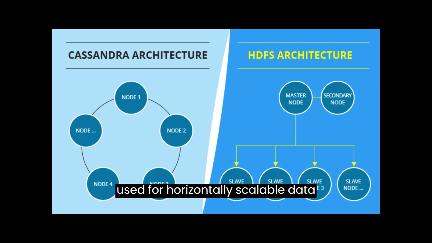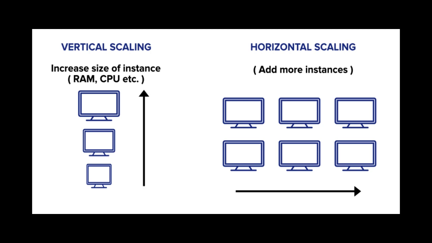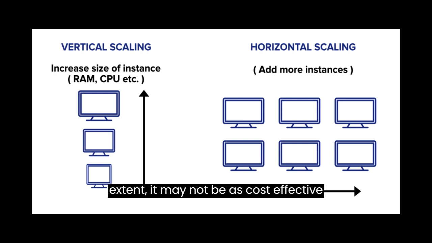Common technologies used for horizontally scalable data storage include distributed databases like Apache Cassandra, Hadoop HDFS, and cloud-based storage solutions. Vertical scalability. Vertical scalability involves increasing the resources, CPU, memory, storage, of an individual machine or server. While it can be beneficial to some extent, it may not be as cost-effective or practical as horizontal scalability when dealing with massive amounts of data.